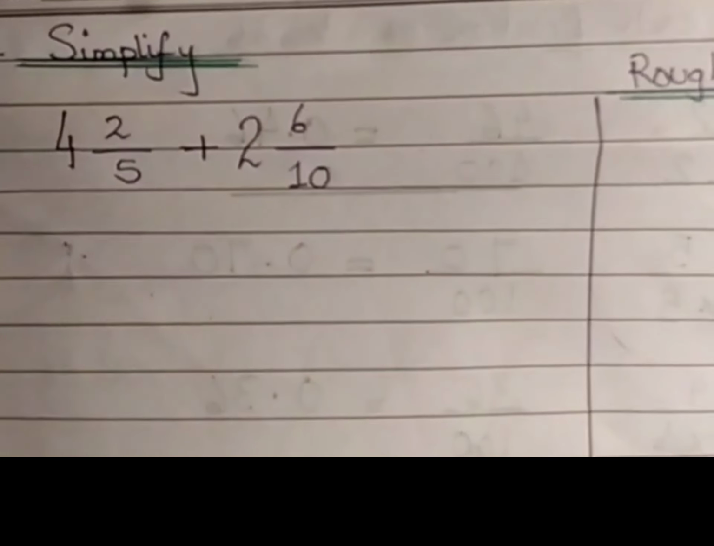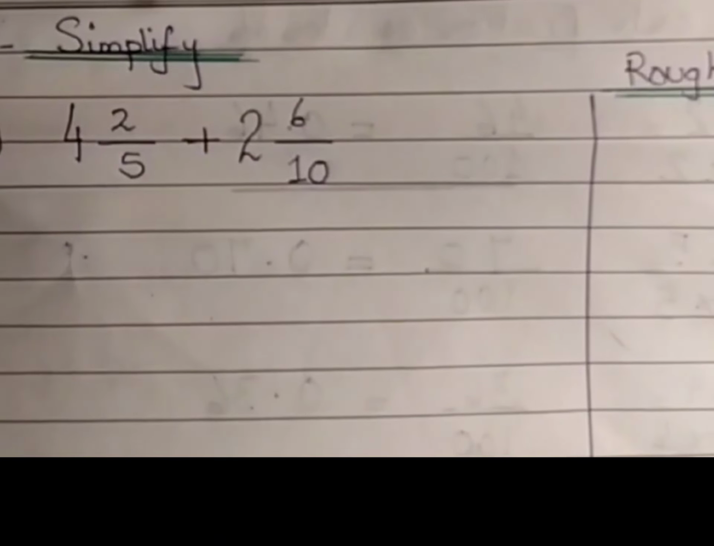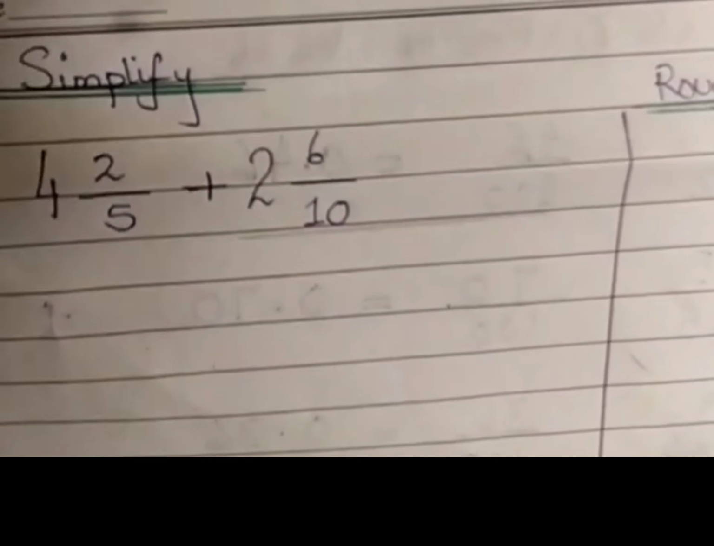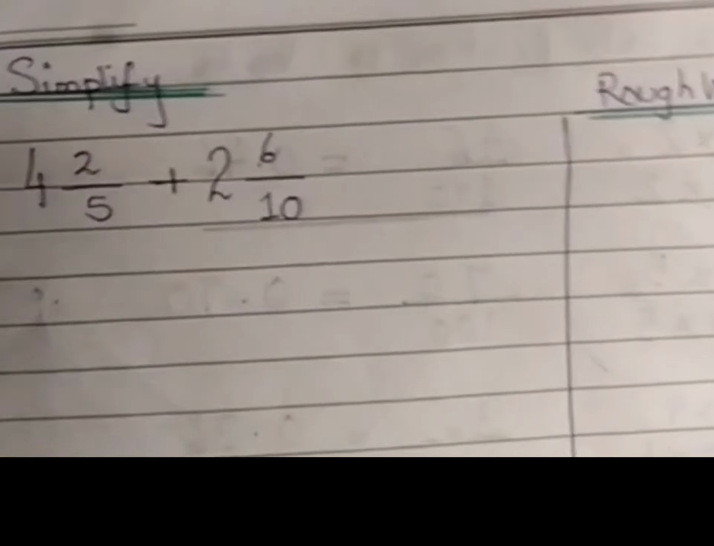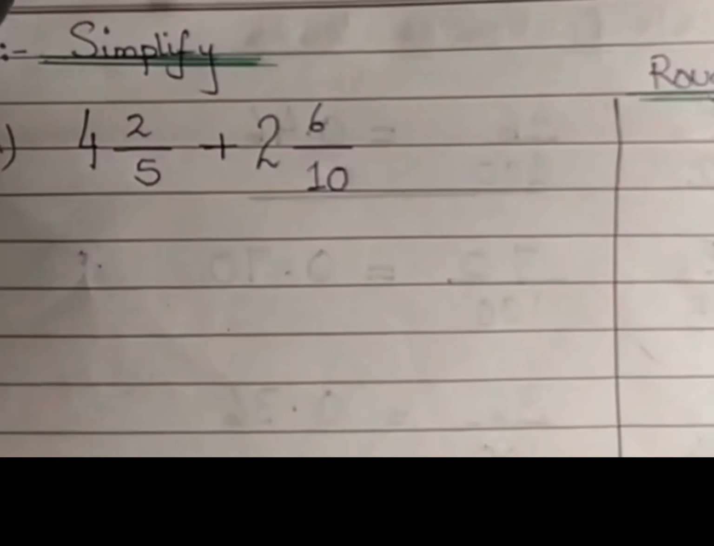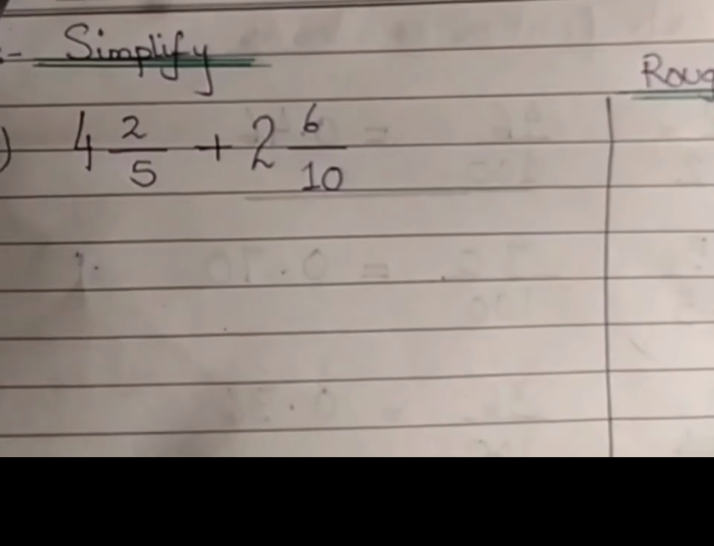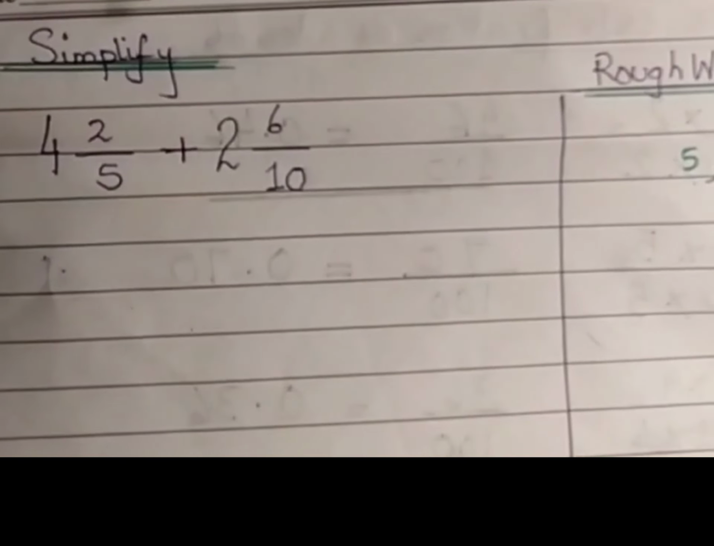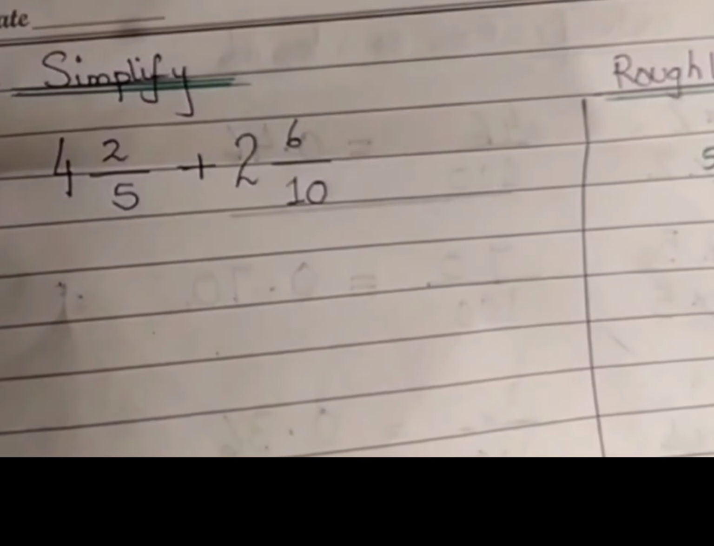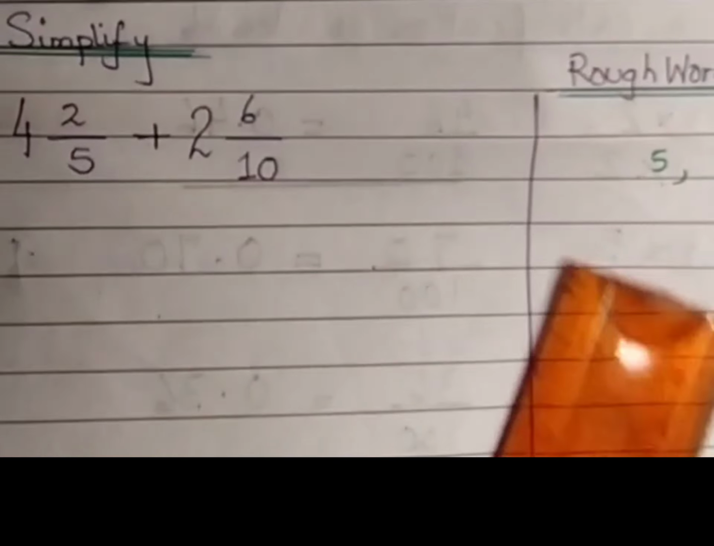Alright, students, we have a question on addition of fractions. Very, very simple. What have you to do here? Let me fix this up. Since we have two different denominators, so we're going to find out the LCM. Okay? How do we find out the LCM? Let me draw a neat line here.